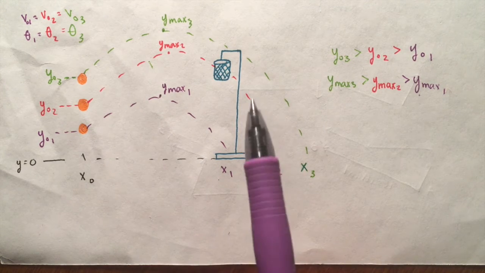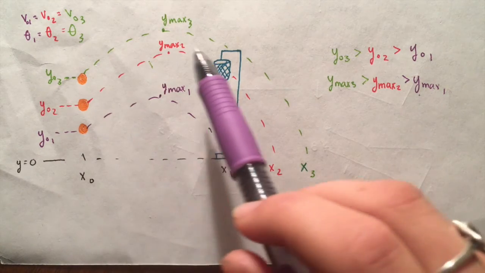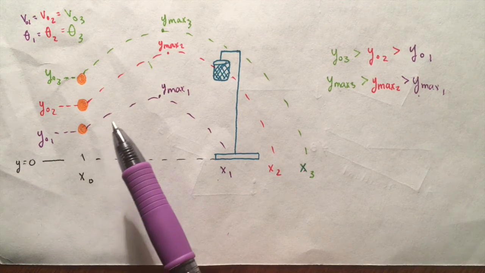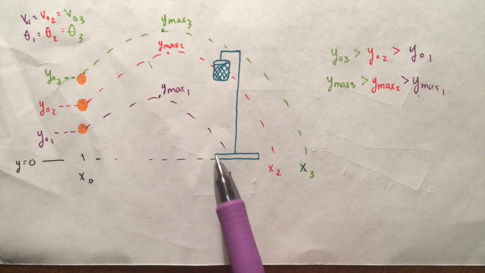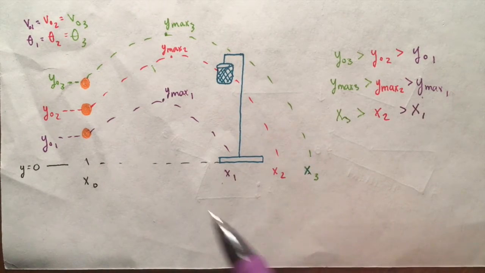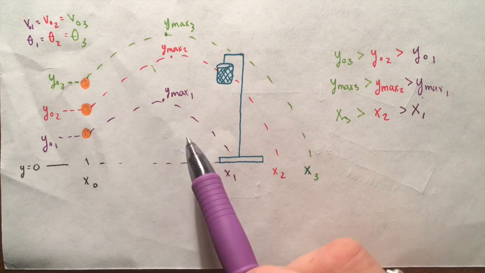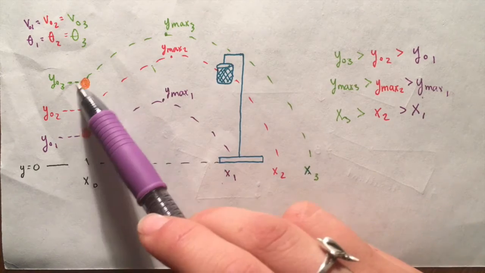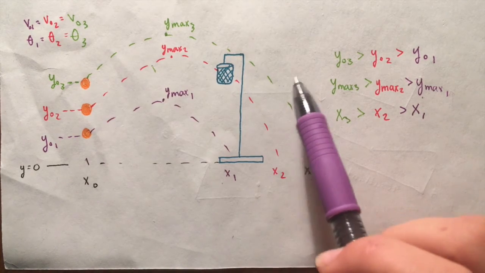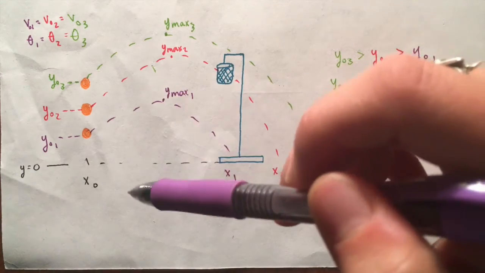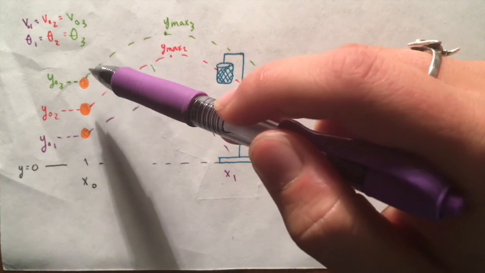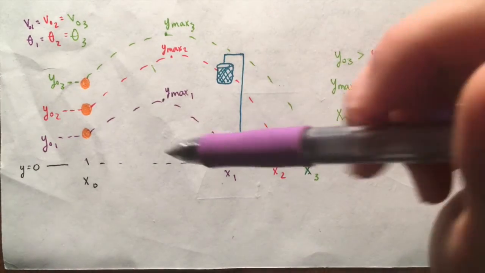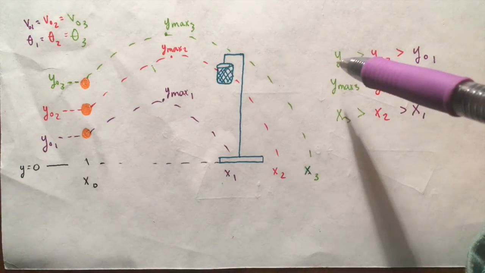Okay, what about the horizontal displacement? If the ball had kept going and not hit the pole or anything, and hit the ground, the lower that the ball started, the less horizontal distance it covered. The ball that started the lowest went the shortest horizontal distance, and the ball that started the highest went the greatest horizontal distance. Why? Because the ball that starts the highest is going to spend the most time in the air.